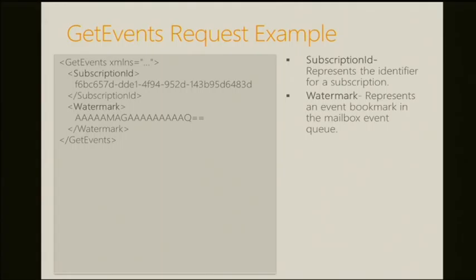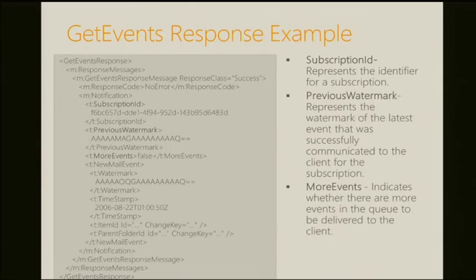So again, this is for pull notifications. I'm setting the subscription ID and watermark, and I'm just saying, give me the events on this subscription ID, and this is the watermark where I left off. It will go to the event queue for that subscription and give you every event since that watermark. This is what the response looks like. You'll be returned that subscription ID. It'll return the watermark you sent up, and it gives you a new watermark.